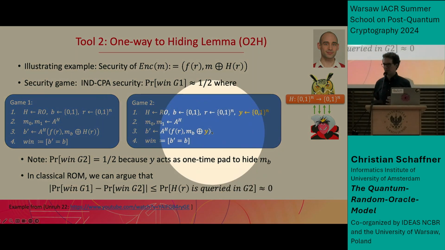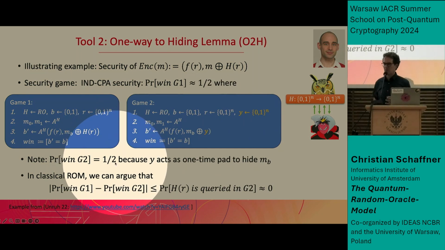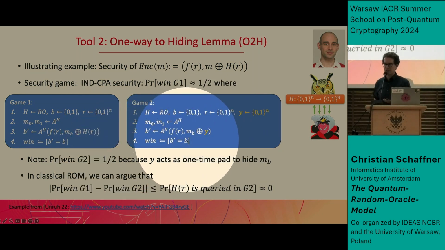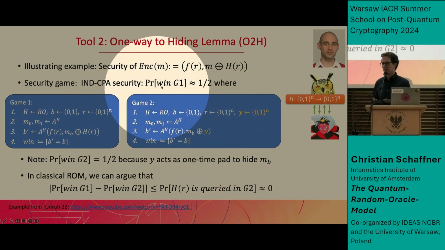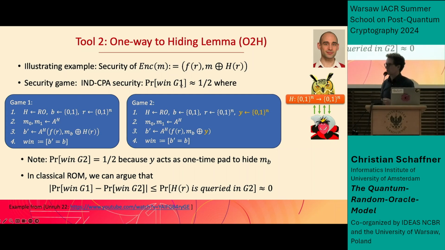Because we cannot win this game too, with probability better than 1/2. It's actually equal to 1/2 because of the one-time pad. The difference between the two is close to 0, and therefore the probability to win the original game must also be close to 1/2. So that's the typical argument you do in these security proofs. But now, of course, that was easy.